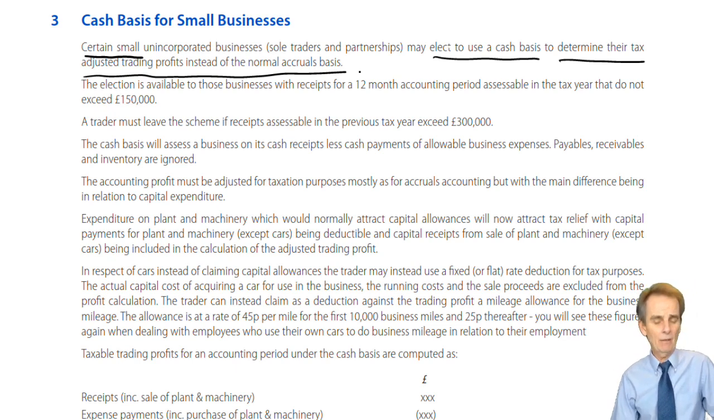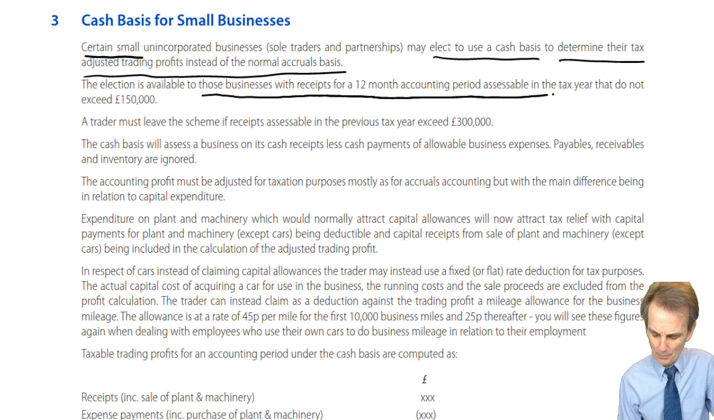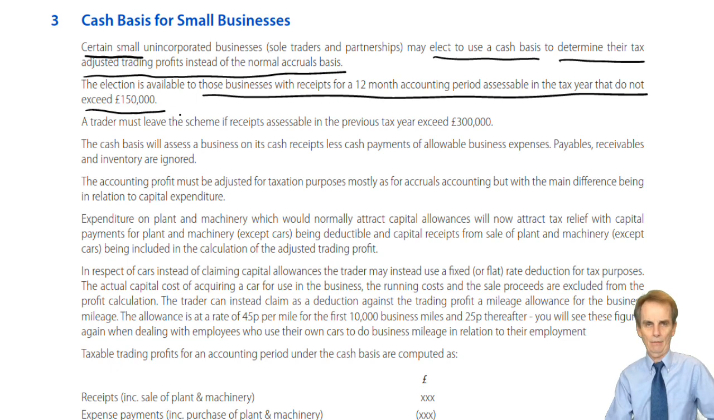Who is able to take advantage of this? Available to those businesses here with receipts for a 12-month period, assessable in the tax year, that do not exceed £150,000. Now, this is a big increase, in fact, over what we had in previous years. The figure there used to be geared to the VAT registration limit that is significantly less than that figure. So this year onwards, they've opened up the cash business for many more small businesses there.